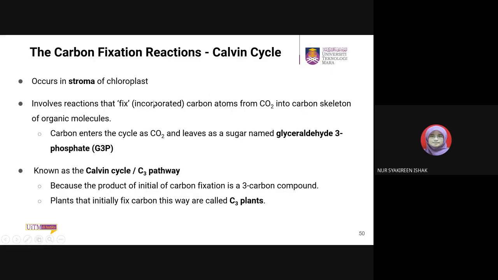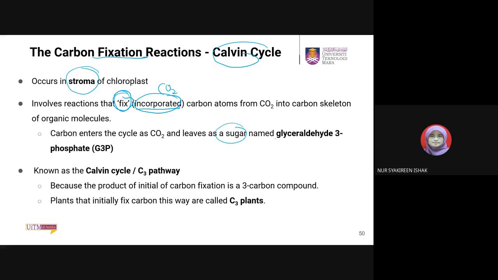Okay, so carbon fixation reaction, which is the Calvin cycle, occurs in the stroma of chloroplasts. Itu awak kena ingat. So involve reaction that fix. Why do we call it as carbon fixation? Daripada perkataan fix. Apa maksud fix? Incorporate. Carbon dioxide enters the Calvin cycle and is incorporated into another organic molecule in the stroma that is involved in the Calvin cycle. Okay.